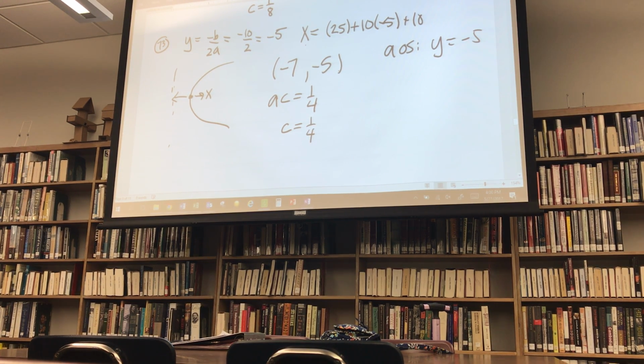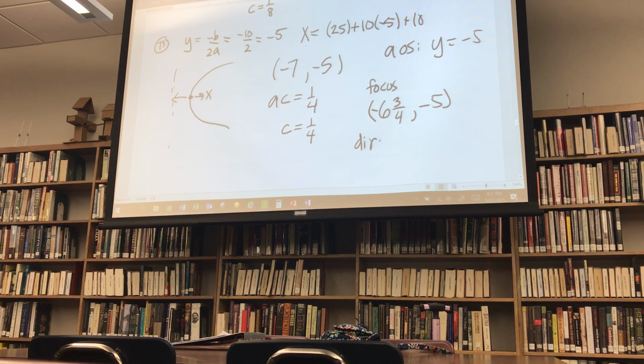1/4. And so if I want to find the focus, I need to start at negative 7, negative 5, and I need to move to the right. So how do I go to the right a fourth? Where am I going to end up? Negative where? Negative 6 and 3/4. And where's the directrix? It's got to have a variable in there. Y or X. X equals negative 7 and 1/4. Okay? So you've got to know whether you're going left and right or up and down.